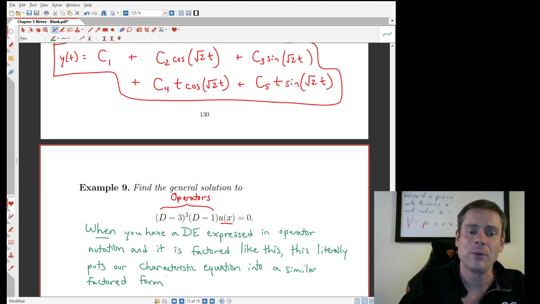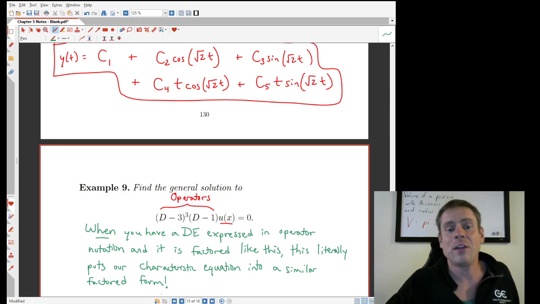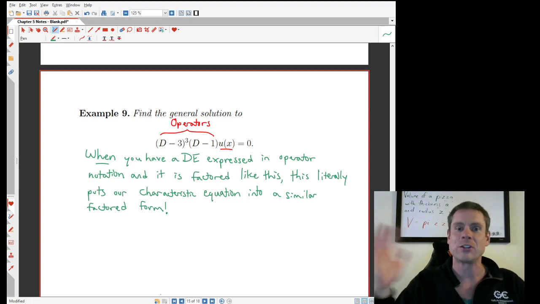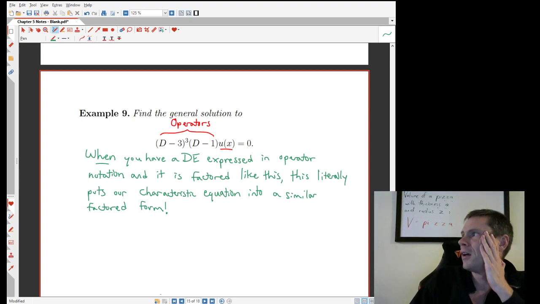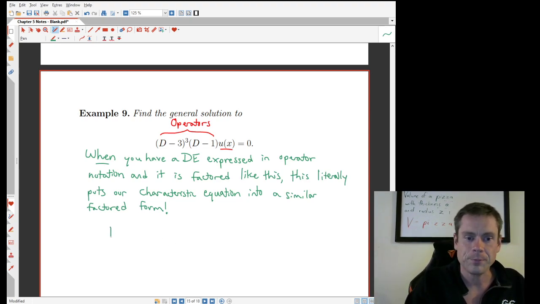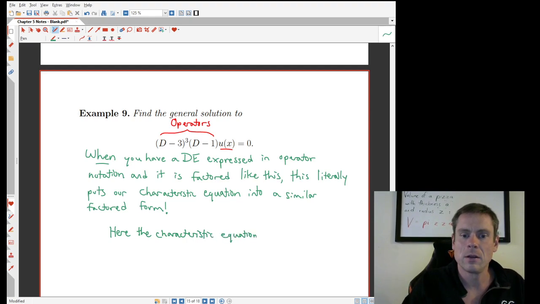Sometimes I've had students that will see something like this, they'll write it out, they'll try to expand those brackets and figure out what the differential equation is, but then from there they have to find a characteristic equation and factor it all back down. And so it's like you have to undo all the work. It doesn't make any sense to do that. So here, the characteristic equation is simply, well, (r minus 3) cubed (r minus 1) equals 0.